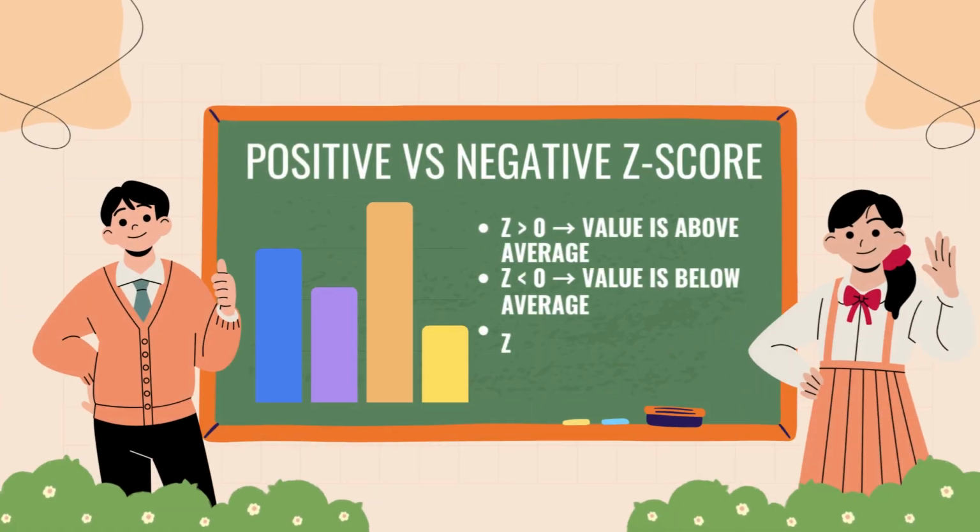Now here's the important part. If z-score is positive, the value is above average. If z-score is negative, the value is below average. If z-score is 0, the value is exactly average.